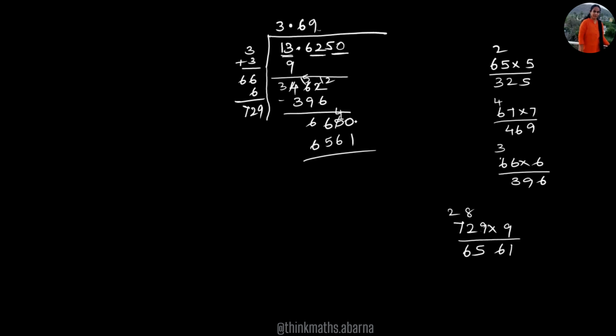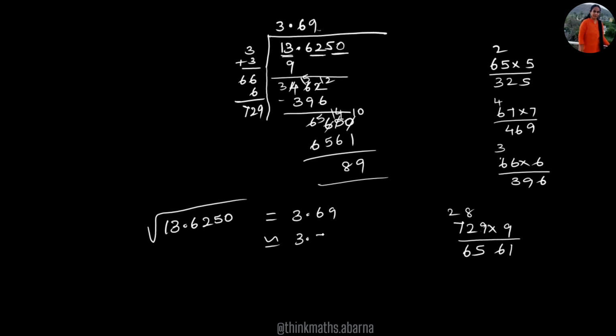So let us take here, this is 4, 10, 10 minus 1 is 9, 4 minus 6 not possible. So make this 5 and this is 14. So 14 minus 6 is 8, 9. Now we have the approximate square root of 13.6250. So this is the way you can calculate the square root of the numbers. So square root of 13.6250 is nothing but 3.69 approximately. So 3.69 can be approximated to 3.7. So approximately we have 3.7.